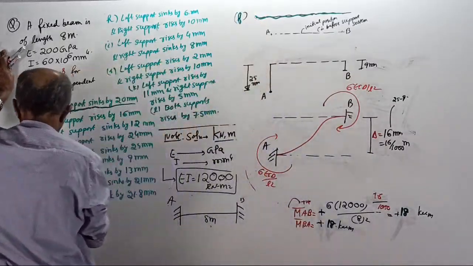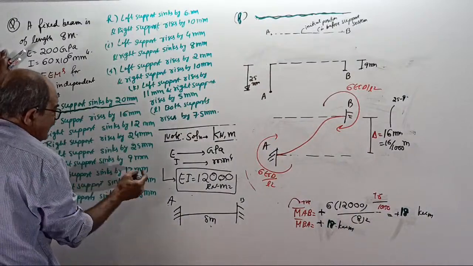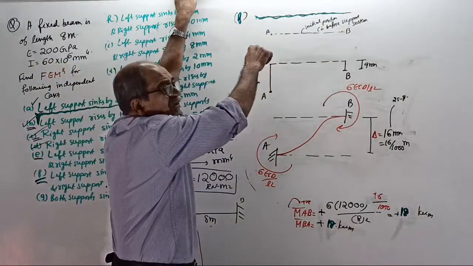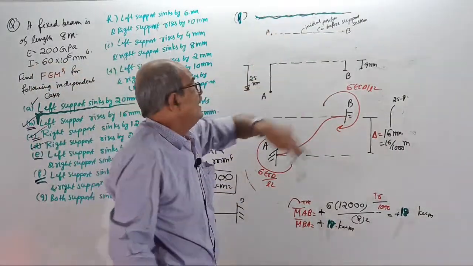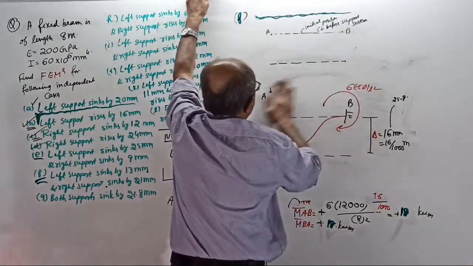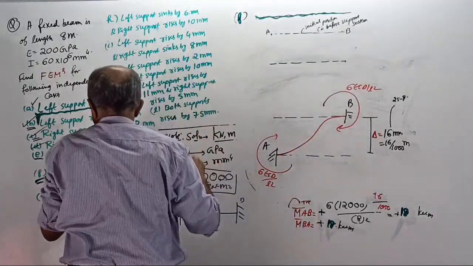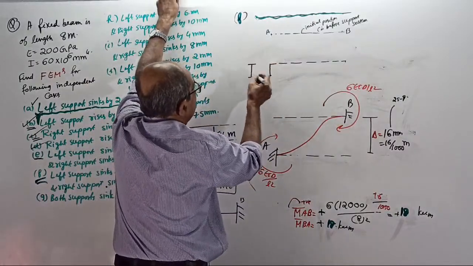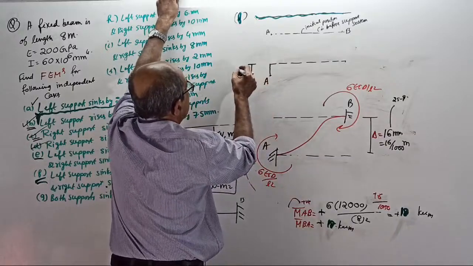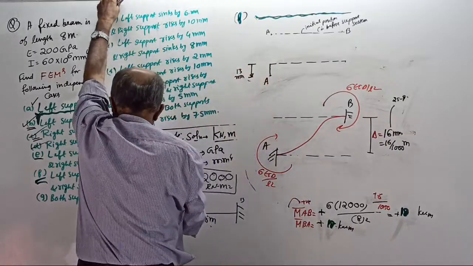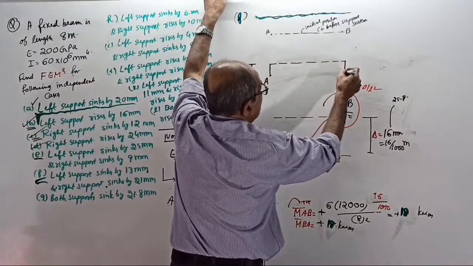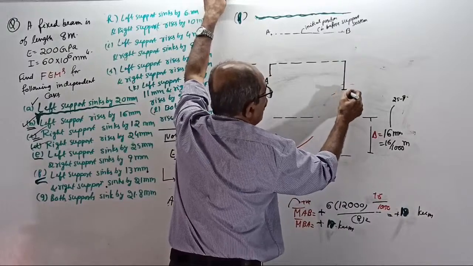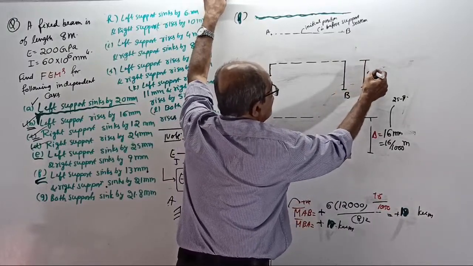Where is F? Left support sinks by 13 millimeter and right support sinks by 21. See here, left is sinking more, right is sinking lesser. Next question is the other way. F question is left sinks by 13 millimeter. A will come here. How much? 13 millimeter, whereas B sinks by 21 millimeter here.